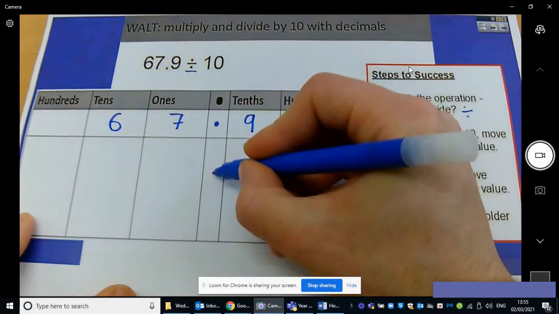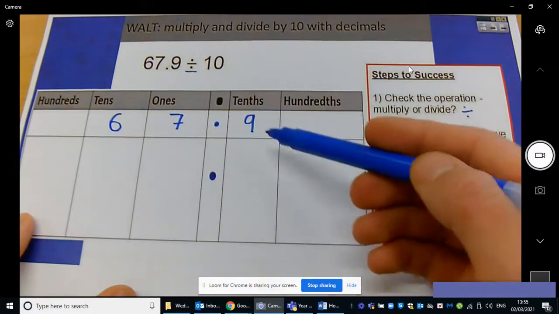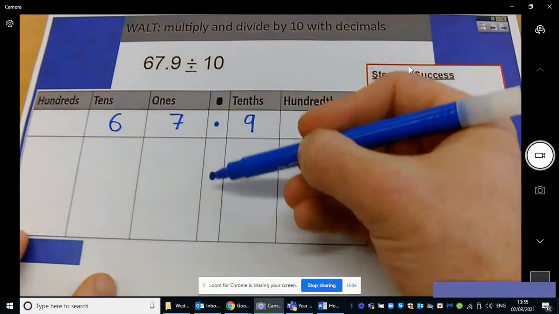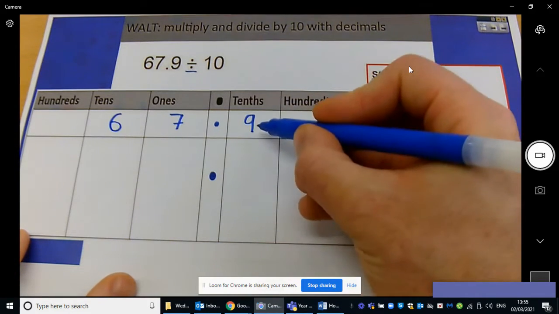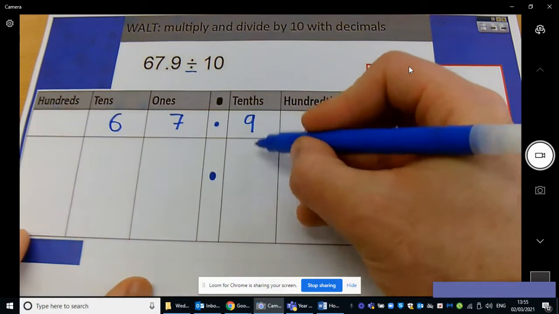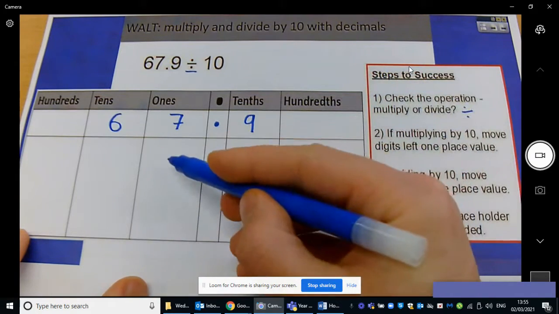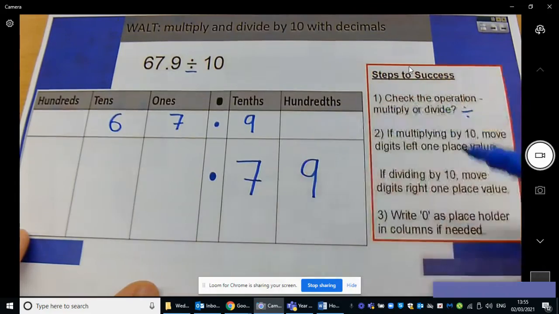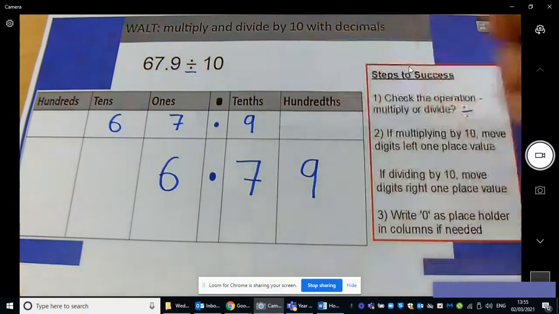So remember, the decimal point stays exactly as it is. The decimal point doesn't move at all. It's the numbers on either side of it that move, depending on whether we're dividing or multiplying. You can see the decimal always stays in the same place. So if we're dividing by 10, move the digits right one place value. So that means the tenths, those 9 tenths, become 9 hundredths. Those 7 ones become 7 tenths. And those 6 tens become 6 ones.